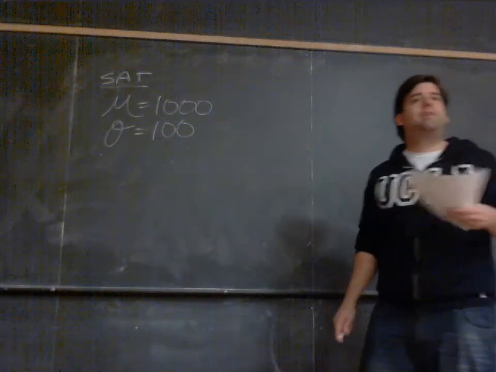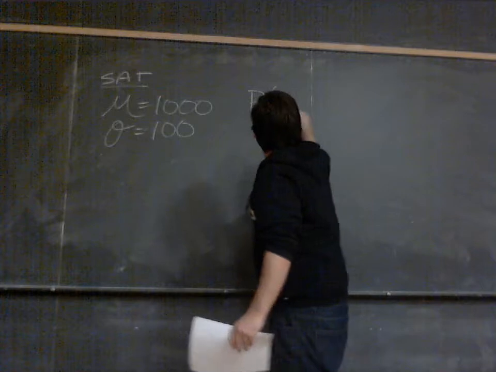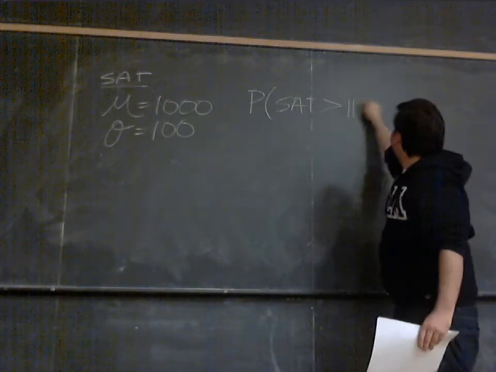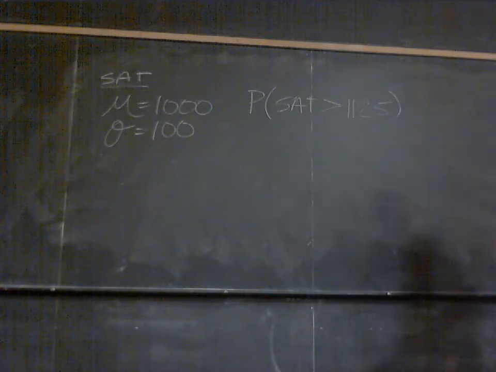SAT of 1125 or greater. So what that means is I'm looking for the probability that someone's SAT score is greater than 1125. So what's my first step here? Subtract the mean from the score.